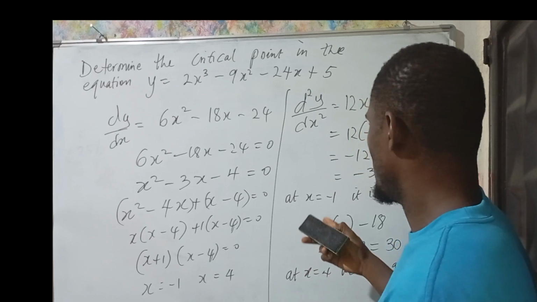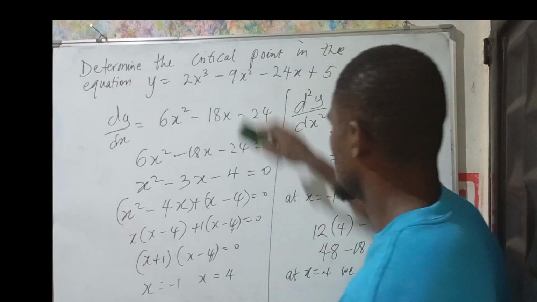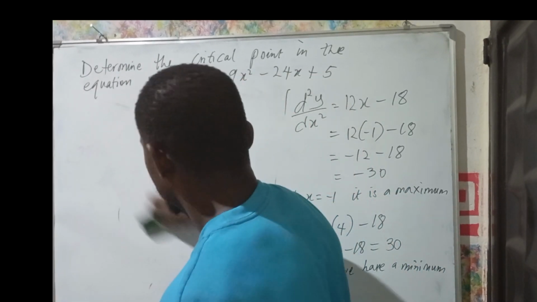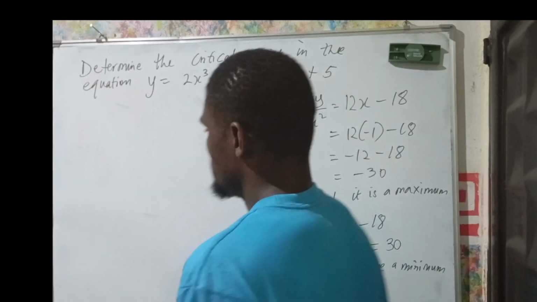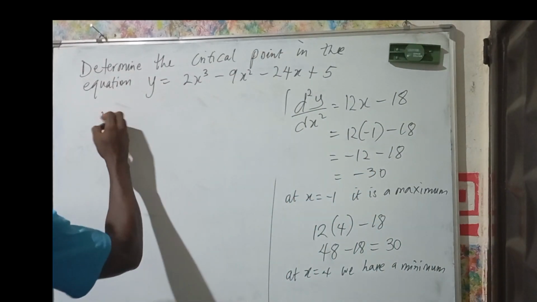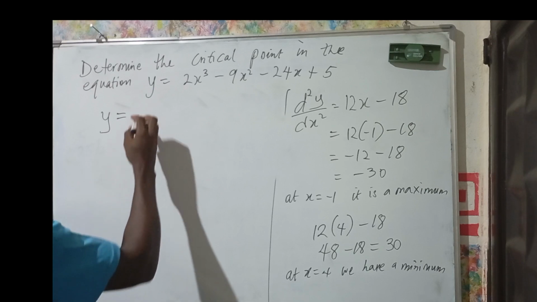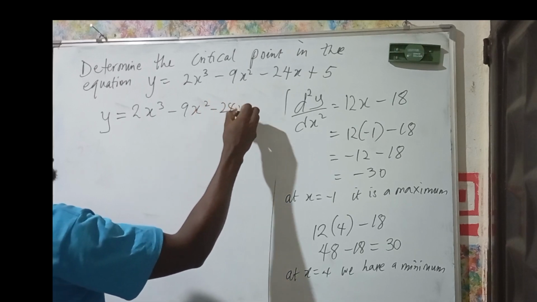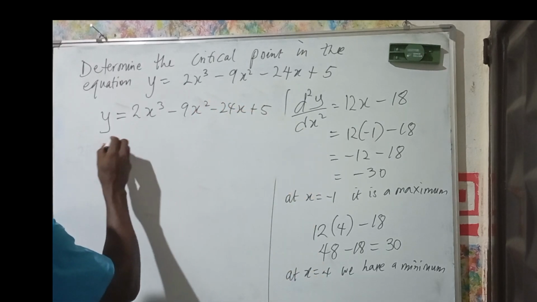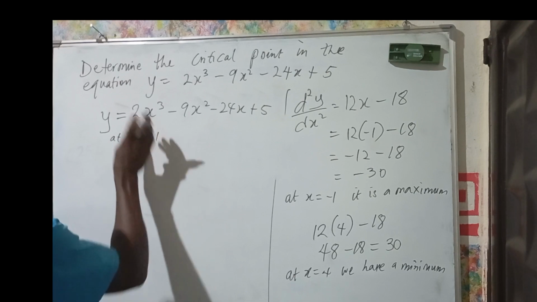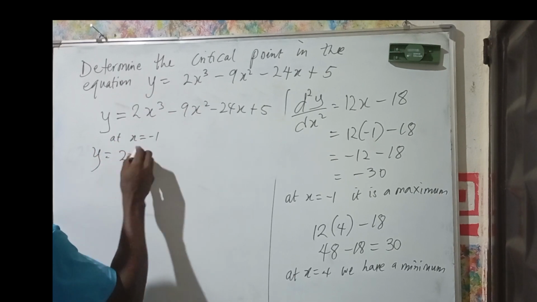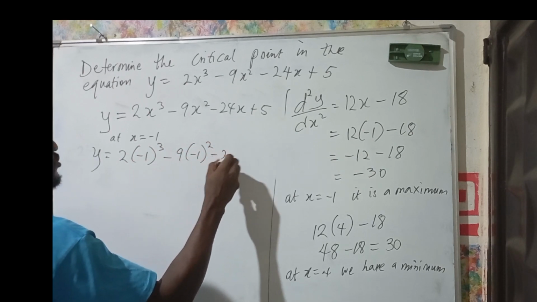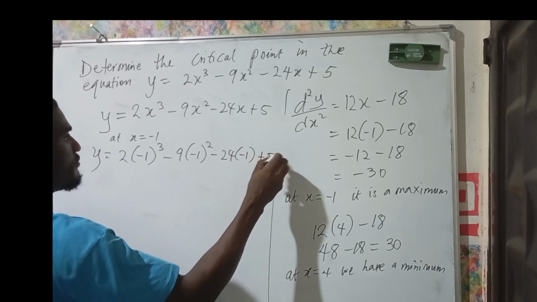So if I want to have the value of y that corresponds with x equals minus 1, all I need to do would be to substitute x. So we have here y equals 2x³ minus 9x² minus 24x plus 5. So at x equal to minus 1, I'm going to substitute minus 1 into this value. So we have y to be 2 into (minus 1) raised to the power of 3, minus 9 (minus 1) to the power of 2, minus 24 times minus 1, plus 5.